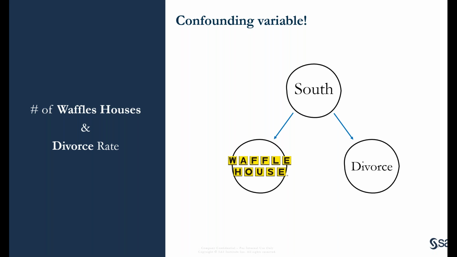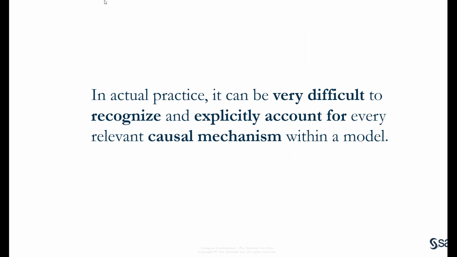But if we include the region variable in our models, we'll never run across these spurious correlations. We'll never have to even think about potential causal reasons for how Waffle Houses cause divorce. Now, of course, those are kind of simple and kind of goofy examples, but in actual practice, when you're trying to build a model, when you're trying to model solution space, it can be very difficult to recognize and account for every relevant causal mechanism in that model.